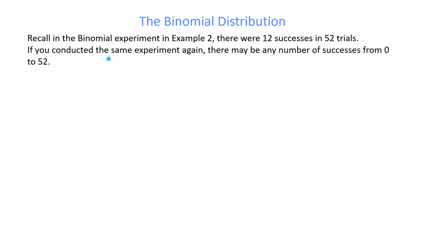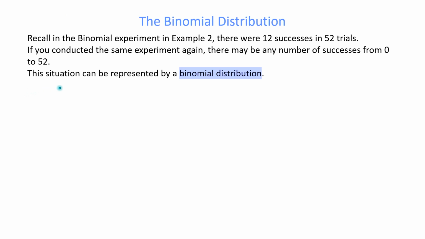Now recall, in the binomial experiment we've just completed for example 2, there were 12 successes in 52 trials. However, if you conducted the same experiment again, there may be any number of successes from 0 to 52. You may get 4 successes in 52 trials, or you may get 42 successes in 52 trials. This situation can be represented by a binomial distribution.